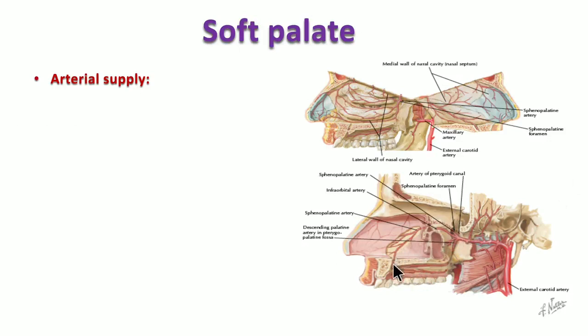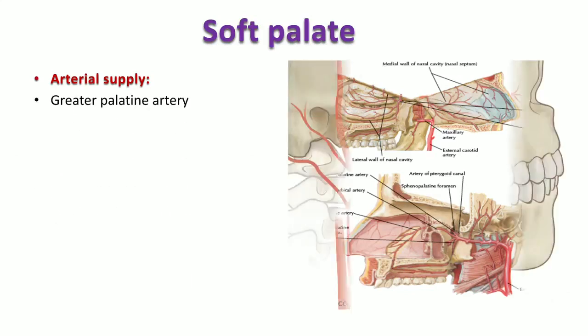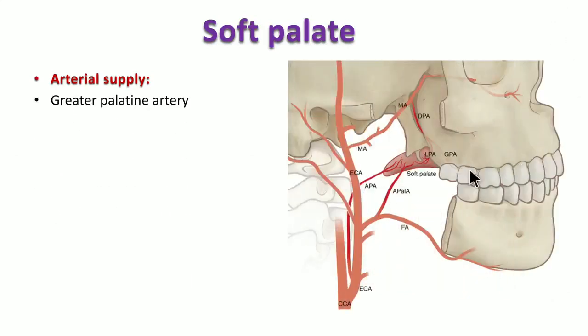They are also anastomosing with the sphenopalatine artery, which passes through the incisive canal. So mainly it is the greater palatine artery. Then other branches which are also supplying are the ascending pharyngeal artery, which also gives palatine branches to the soft palate. Then also from the facial artery you have ascending palatine branches.